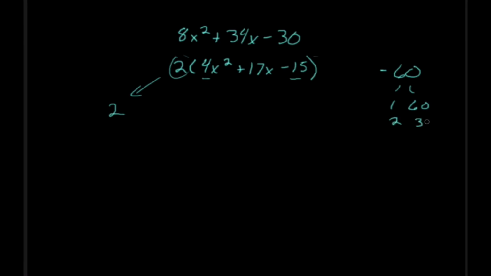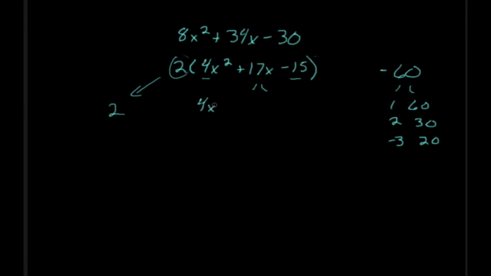2 and 30, and then 3 and 20. Although there are more factors, what we're trying to look for are two factors that sum up to the coefficient of the middle term, the coefficient of x. And since 60 is negative, one of these factors has to be negative, and 20 and negative 3 have a sum of positive 17. So I'm going to split this 17x up into negative 3x and 20x.